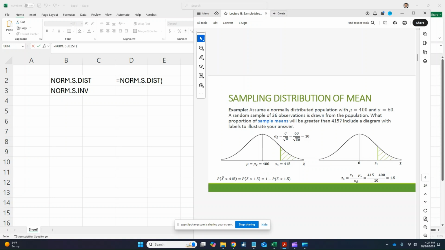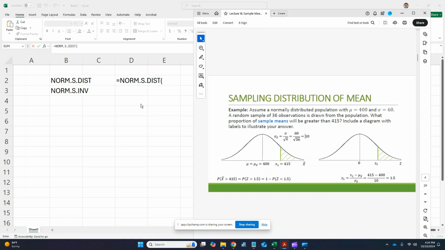Since we are asking about sample means and not the random variable itself, we converted the standard deviation from the raw standard deviation of that variable to the standard deviation of sample means, and we use this formula to calculate it. So how do we calculate the z-score we have? It's 415, in the bottom right corner, 415 minus 400 over 10.